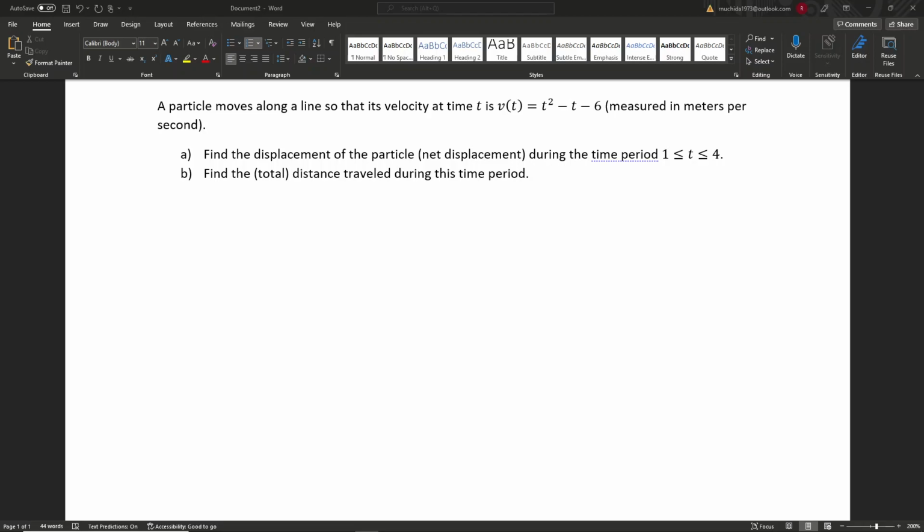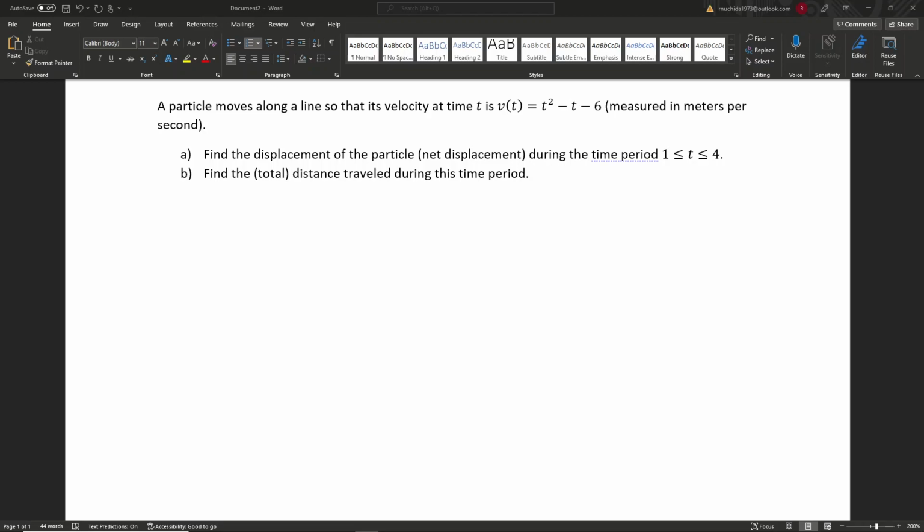Now for the first part, it says to find the displacement, or another way, the net displacement during the time period from t between 1 and 4, so between 1 and 4 seconds, and then you're to find the total distance traveled during this time period.